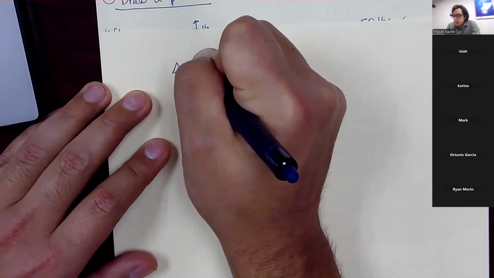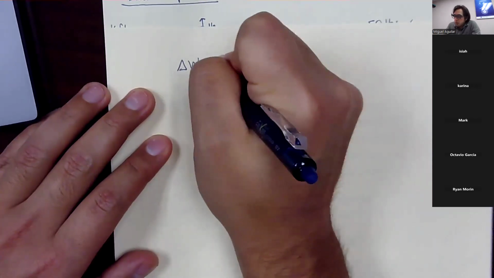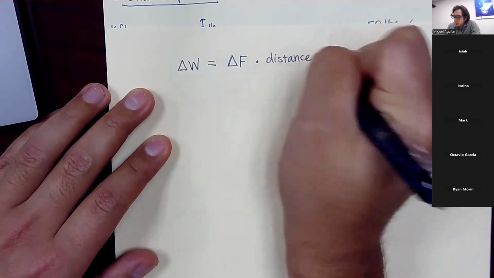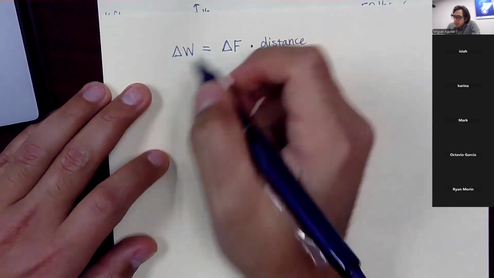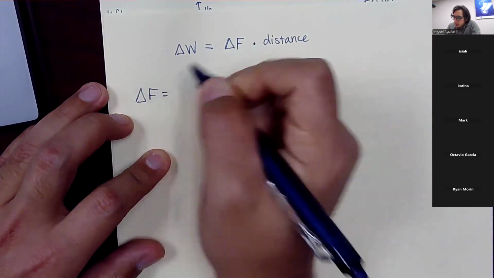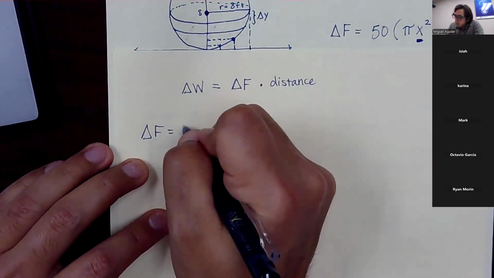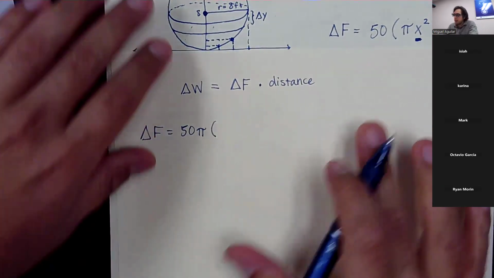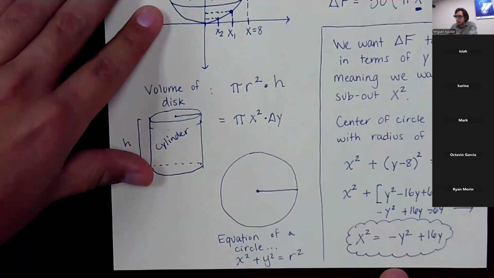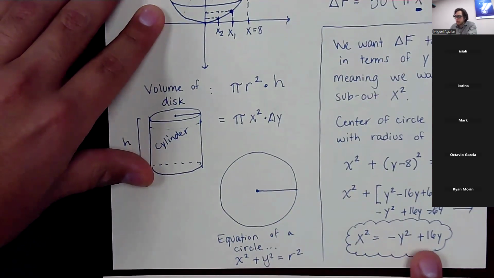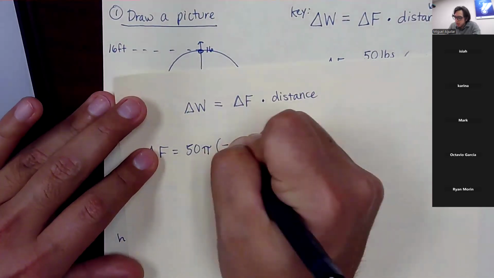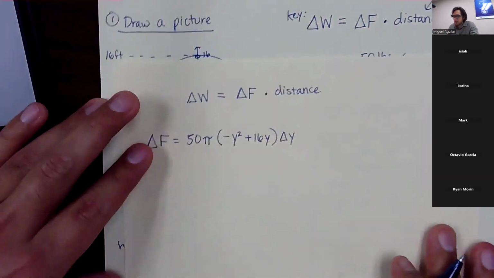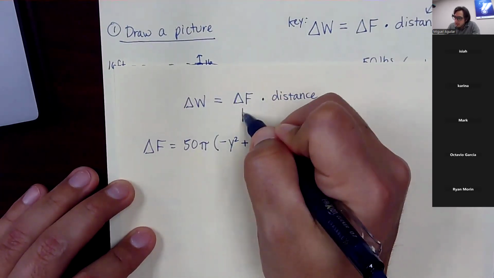So let's get our bearings about us and think about what it is we're trying to do here. We're trying to get our change in work, which is equal to this delta F times some distance. Okay. And now we have that delta F is going to be equal to 50 pi times, and instead of x squared, we're going to substitute that with the negative y squared plus the 16y, delta y. Okay, so that is this part here.